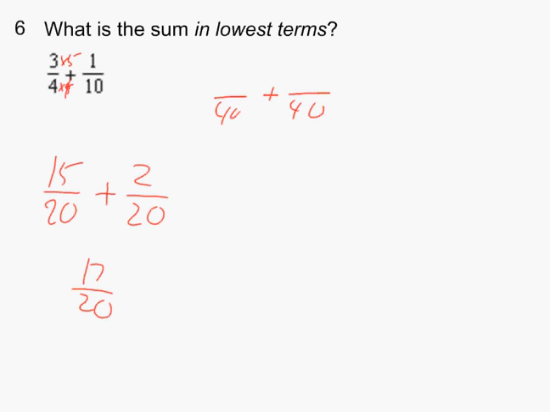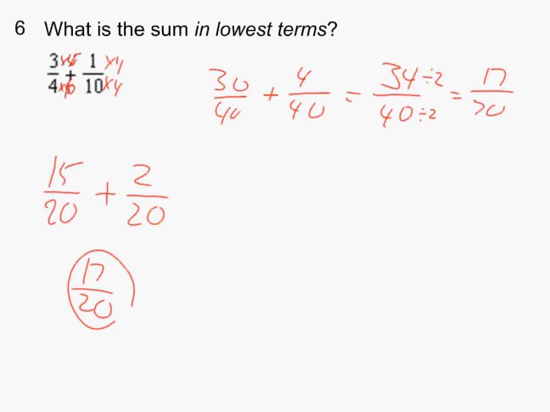Now, if you use 40, let's just try it for a second. If you use 40, you would have multiplied this by 10, and this by 10, you would have got 30/40. This by 4, and this by 4, you would have 4. You would have ended up with 34/40, which is not lowest terms, because both have a factor of 2 that's common. You would reduce it down to 17/20, which is the answer we got over here.